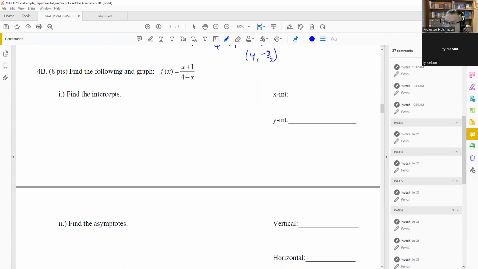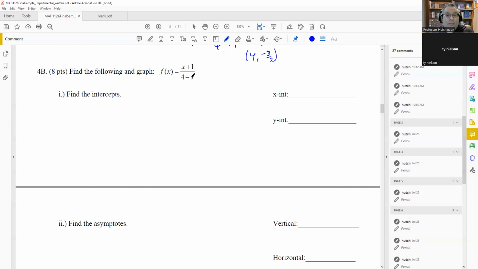All right, so x plus 1 over 4 minus x. What makes this problem different than the one we did yesterday? The one we did yesterday has 2 vertical asymptotes. This one's only going to have 1 vertical asymptote, so it's done a little bit differently. But again, you should know how to do both kinds.